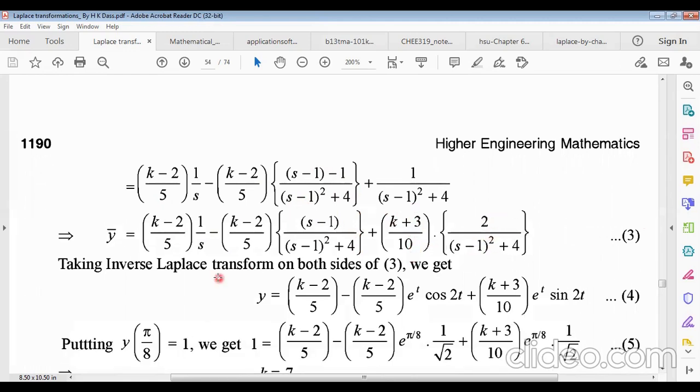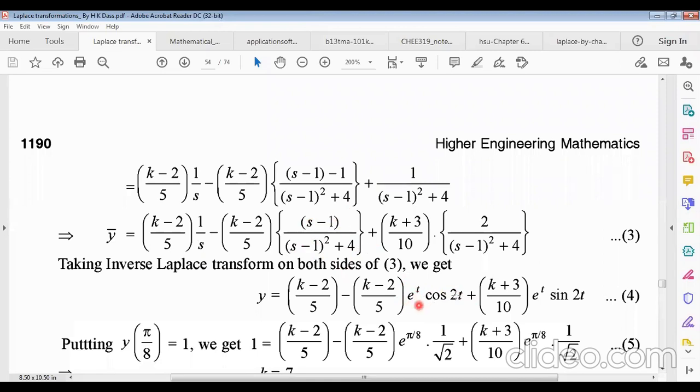Now taking the inverse Laplace transform on both sides of equation 3. What will the inverse Laplace transformation of 1 by s be? The formula for 1 by s gives only 1. And k minus 2 divided by 5 is the constant. For s minus 1 divided by (s minus 1) whole squared plus 2 whole squared, that means e to the power t cos 2t. The formula will be this.